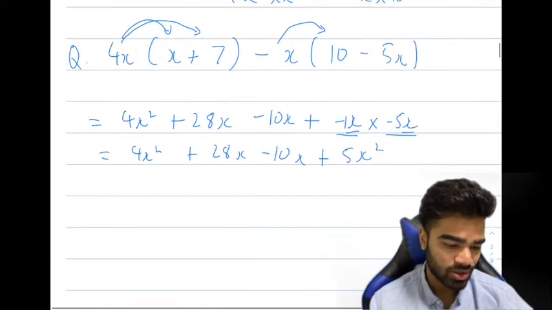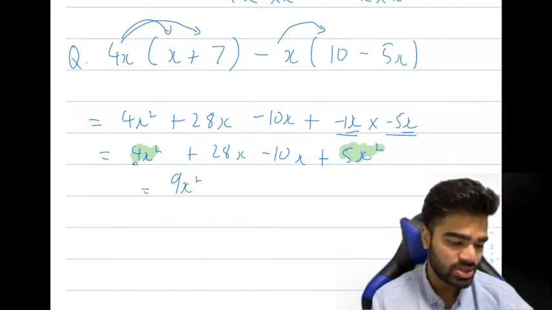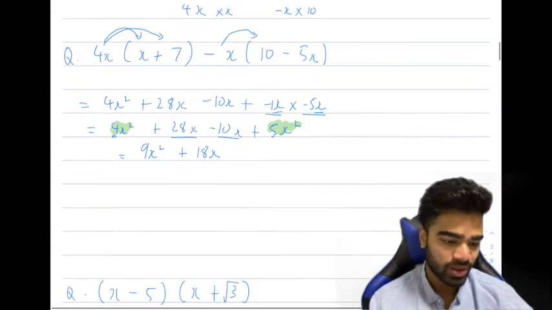All right, so now collect like terms. Like terms are the ones with the same letters or the same pronumerals. So 4x squared and 5x squared is 9x squared. Remember, you just add the numbers together, and then you collect these two like terms. So plus 18x. That's it. So that's the simple one.